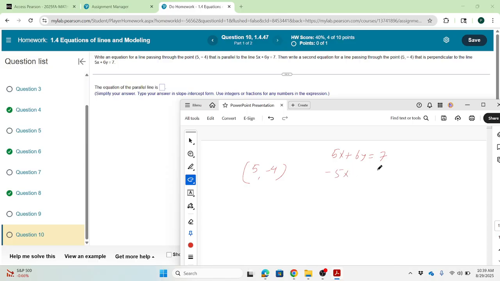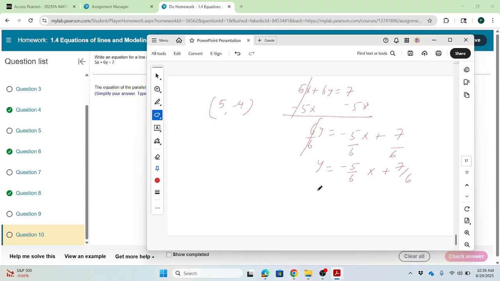So I'm going to subtract 5x. That gives me 6y equals -5x plus 7. Now I'm going to divide both sides by 6. And that gives me y equals -5/6 x plus 7/6. So now we can compare this with y equals mx plus b. That means the slope of the line is -5/6, because the line we're interested in finding is parallel to this line.